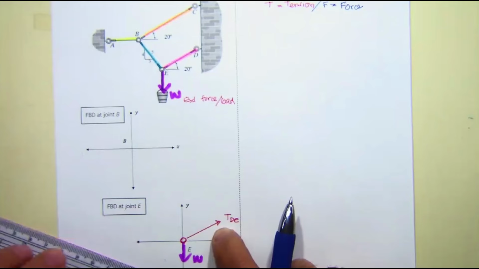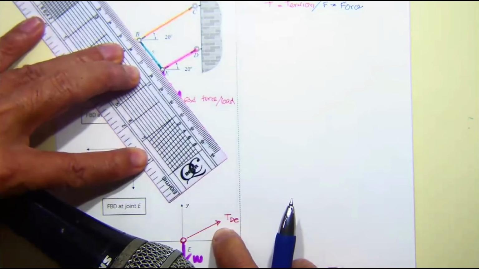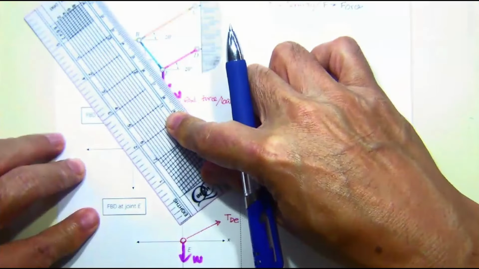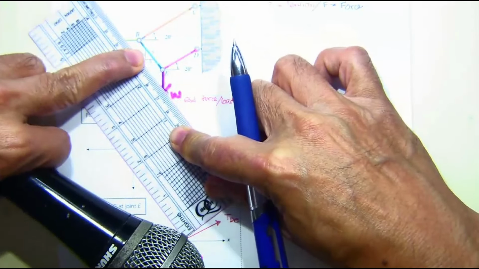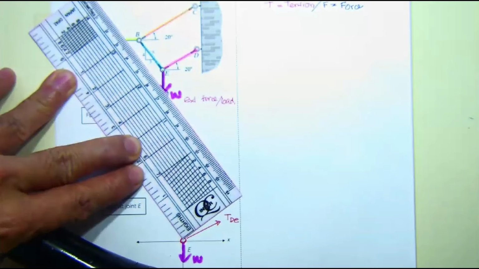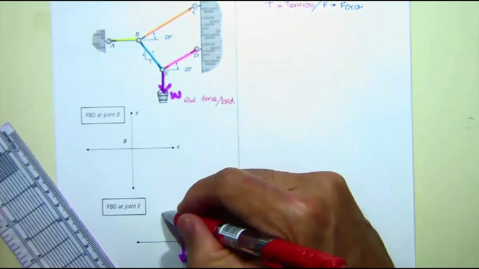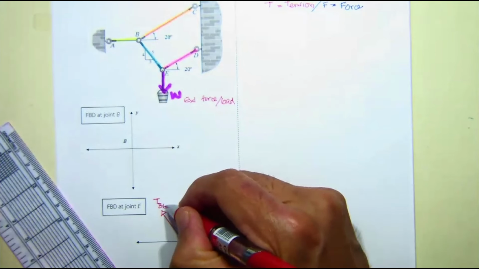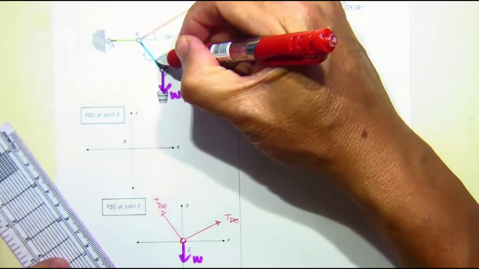Now let me take you to another cable. This is another cable, BD. So just make a copy of it. BD. See? It is in parallel with the light blue line. And then we just take this one and put it on here. And you will get this one to be T sub BE. Okay. Since BE is in tension.